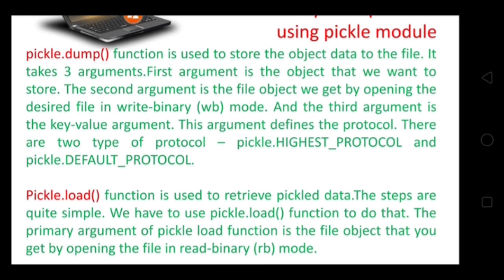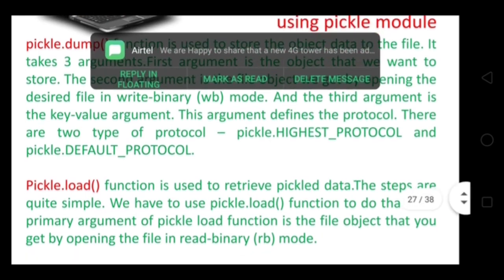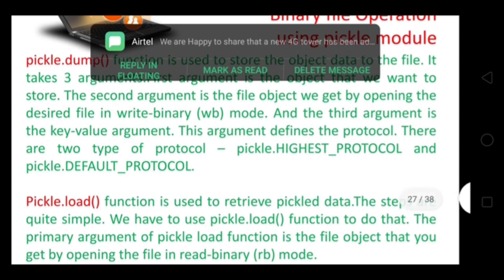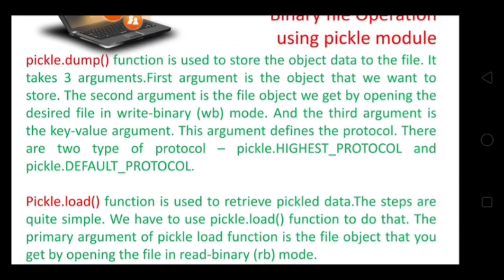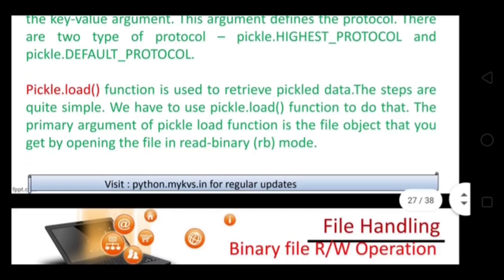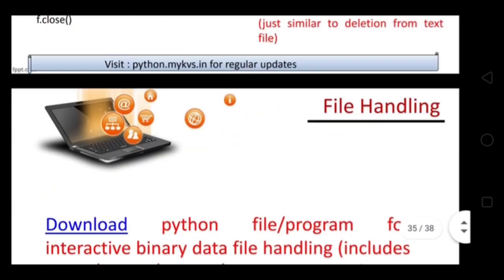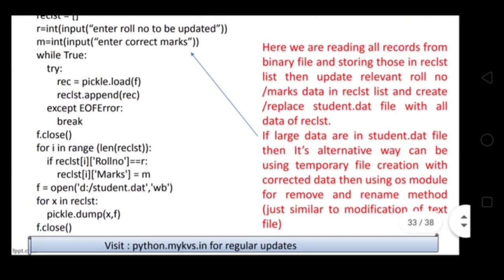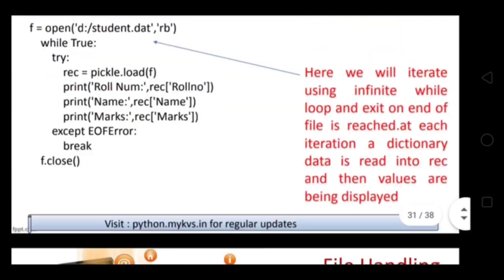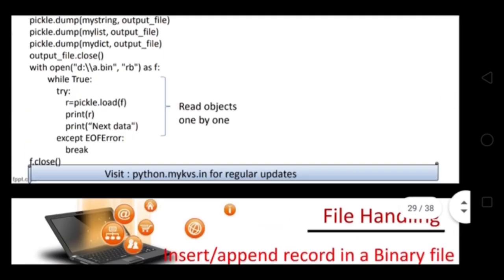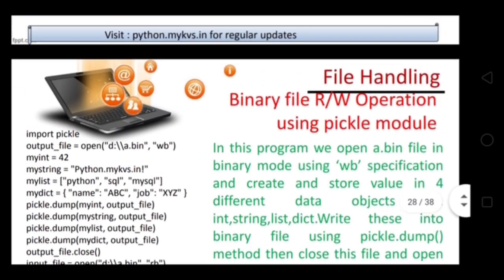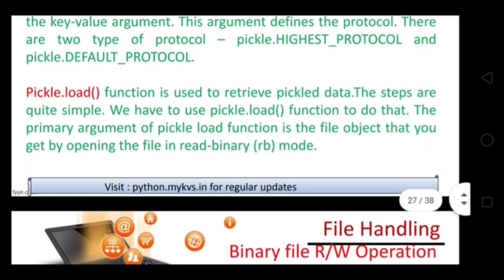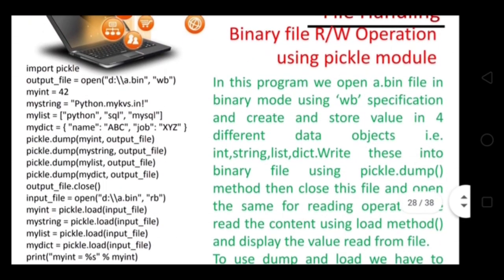Now, the load function also takes an argument, and the argument is nothing but the file object which is used to open the file in the read binary mode. So we discussed the pickle module and two functions, that is the dump function and the load function, right? So next we have using the pickle module.